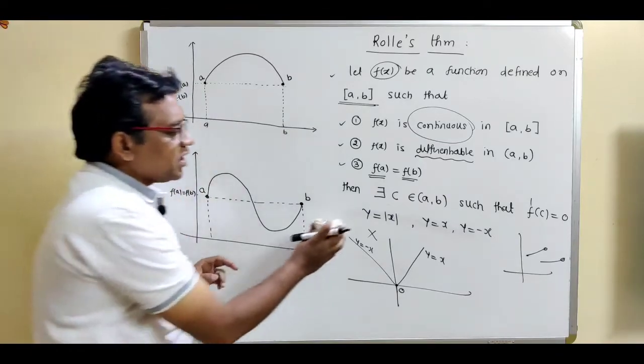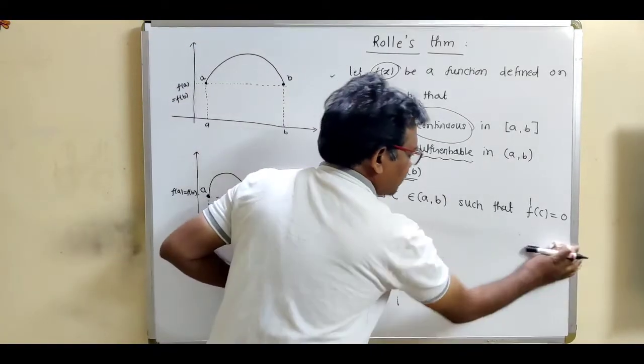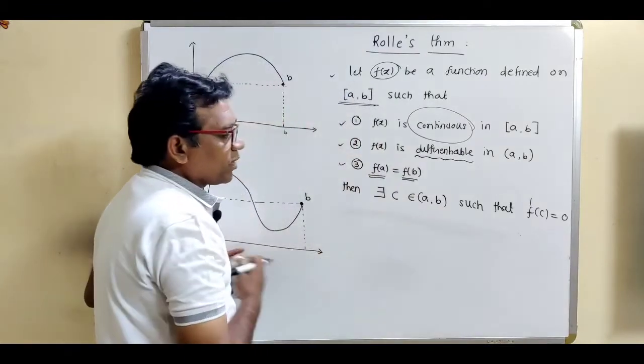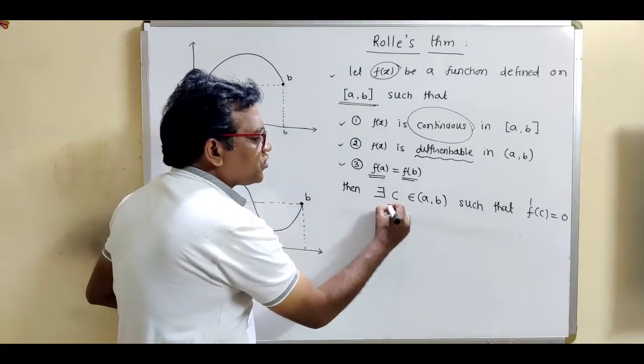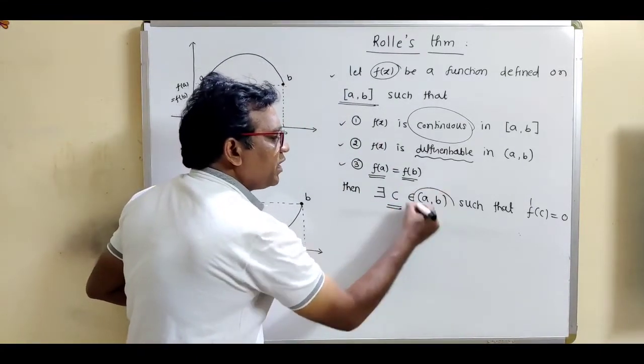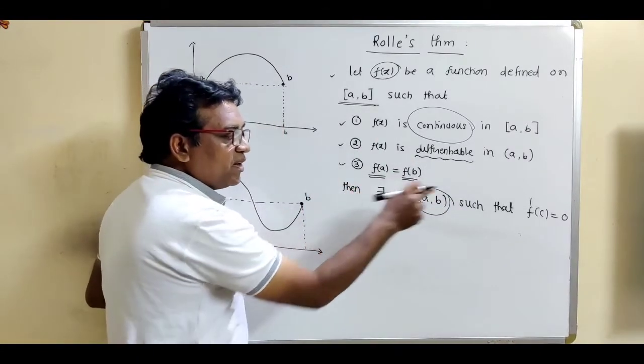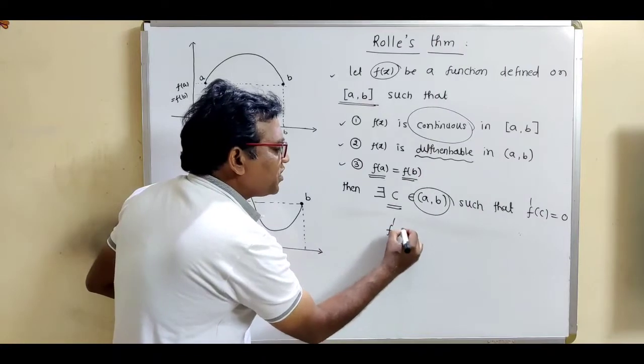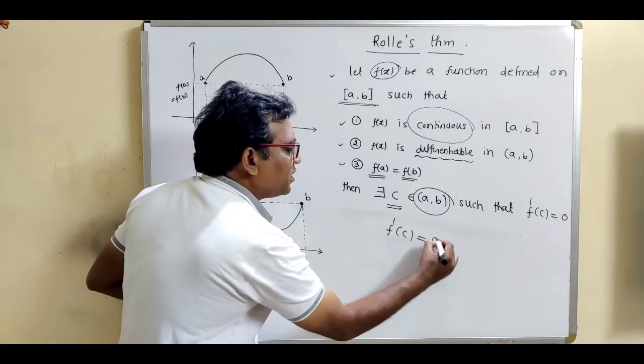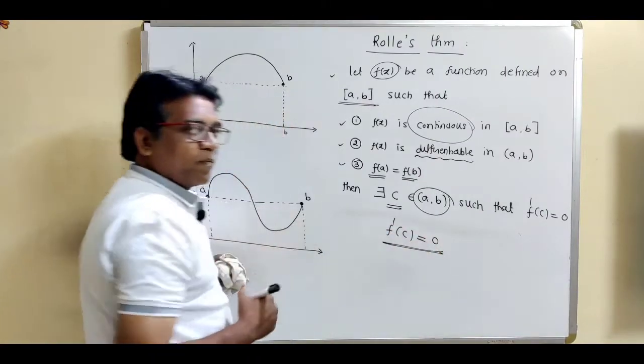Then what is the statement of Rolle's theorem? Rolle's theorem says that we can find at least one point c in between a and b such that the differentiation at x = c, f'(c), should be 0.